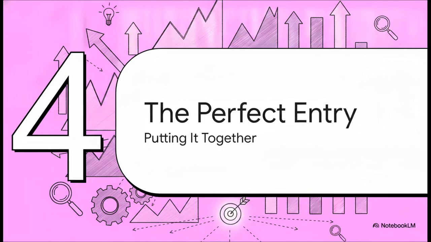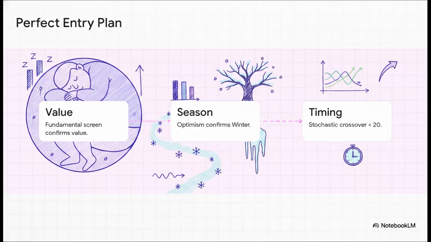Section 4. The perfect entry. Putting it all together. So, the crucial point is figuring out how to synthesize all of this into one bulletproof action plan. Here is your step-by-step master plan for the perfect entry.